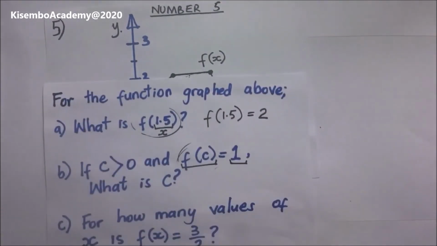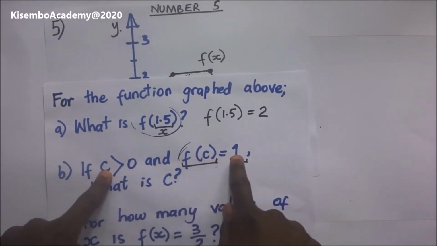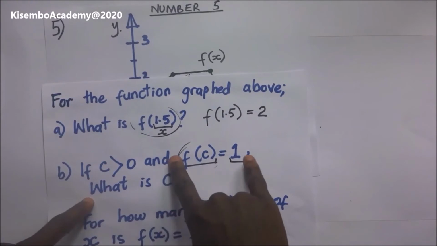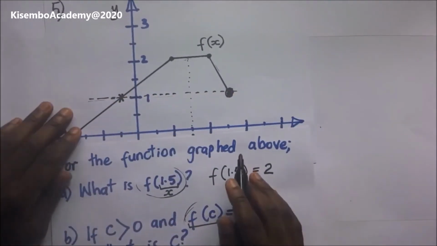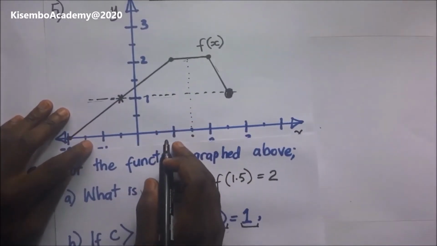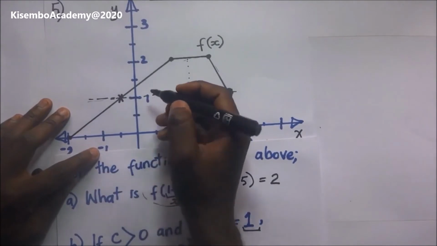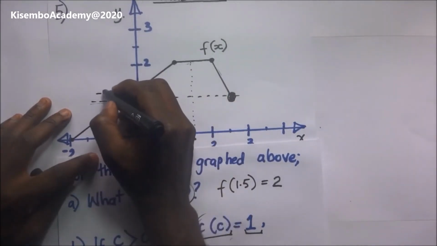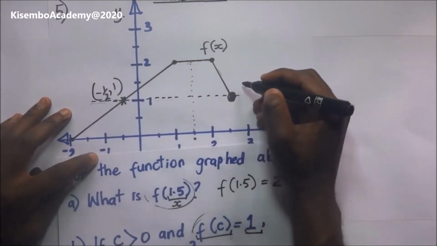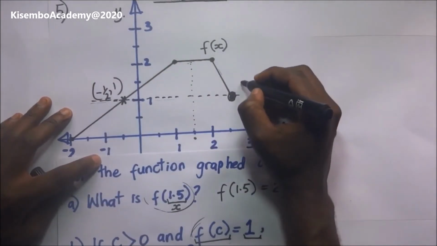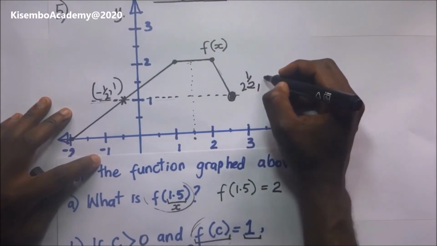But then the question is saying that if c is greater than 0 and f of c is equal to 1, what is c? Now we have these two possible values, and of course the value here is negative a half, comma 1, and then this one right here is 2.5, comma 1.